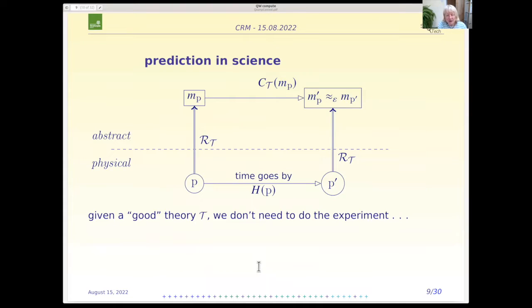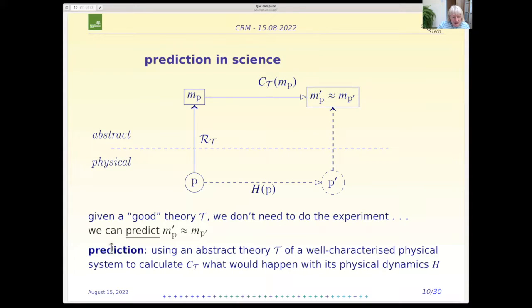So here's prediction when you have a good theory. We've got our approximately equal to within epsilon. We need to do the experiment to create this. If we trust our theory, we can predict the outcome here. And we don't need to actually do this piece to know what we would have got by the end. Prediction is using an abstract theory of a well-characterized physical system to calculate what would happen with its physical dynamics.